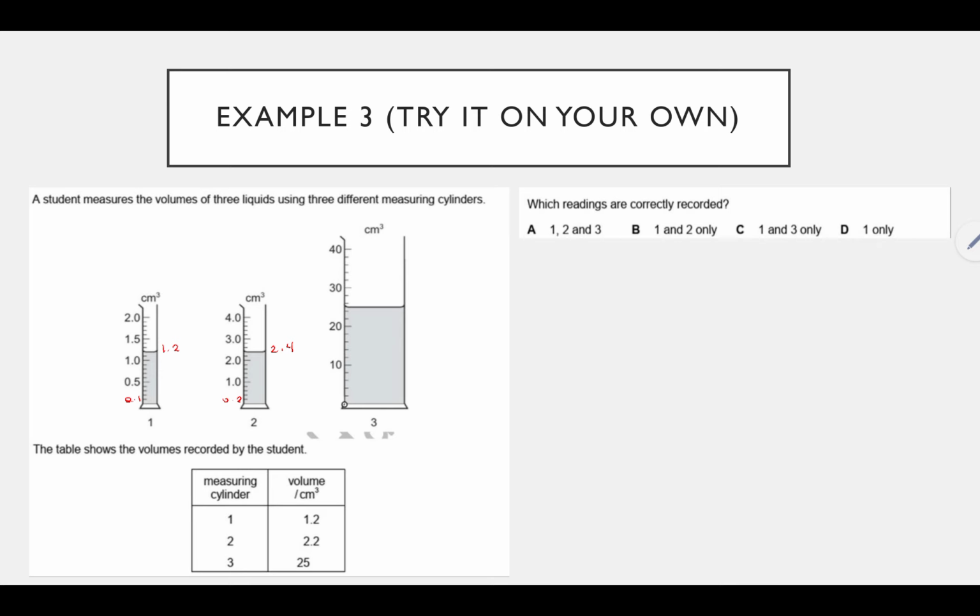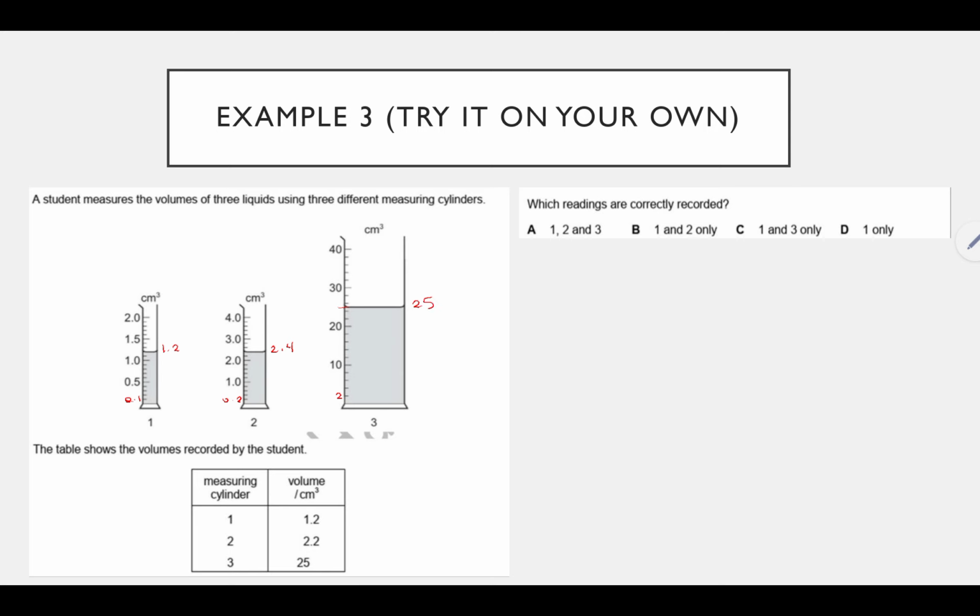Let's look at the third beaker. 5 dashes give me 10, which means that each dash is 2. Now let's look at where the water stopped. We have the 20, and then one dash, that's 22, one dash, that's 24, and it stopped halfway through that, so that is 25.